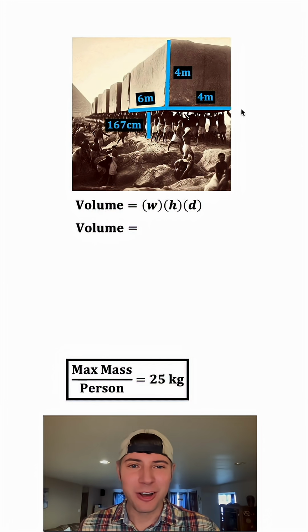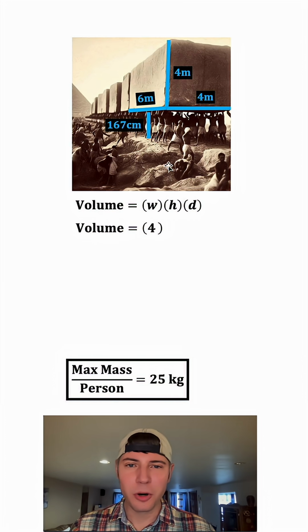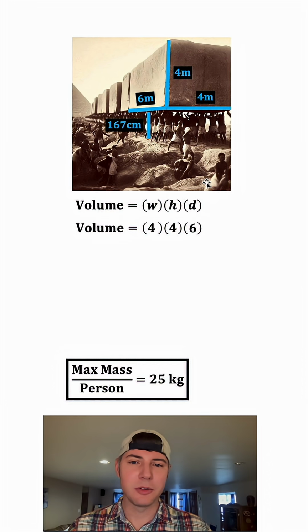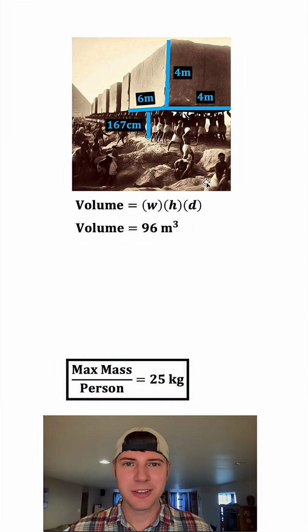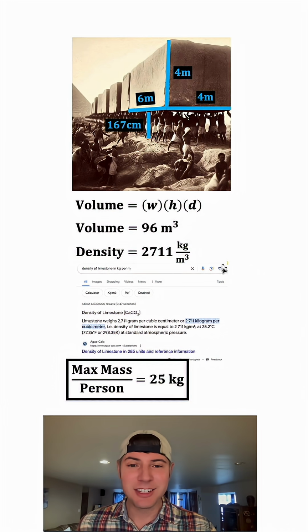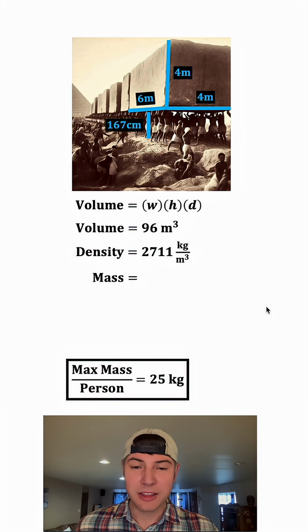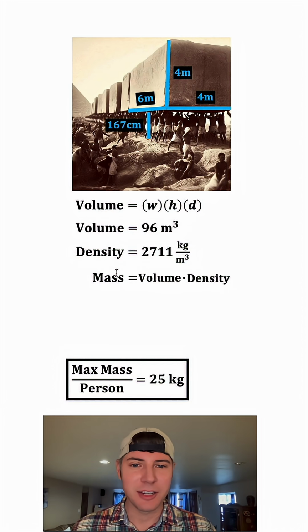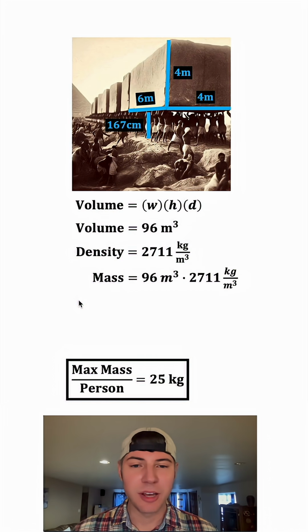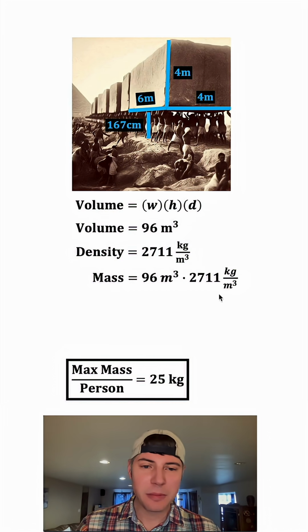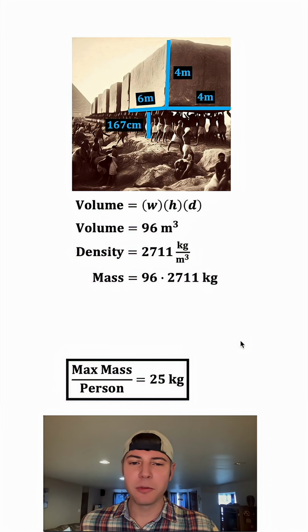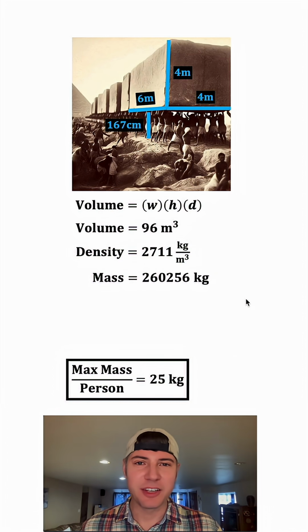So now we can find the volume of this limestone block. It's 4 times 4 times 6, which is equal to 96 meters cubed. Next, we can find the density. The density of limestone is 2,711 kilograms per meter cubed. So to get the mass of this block, we need to multiply the volume times the density, or in other words, 96 times 2,711. These cubic meters will cancel each other out, so we're left with 260,256 kilograms.